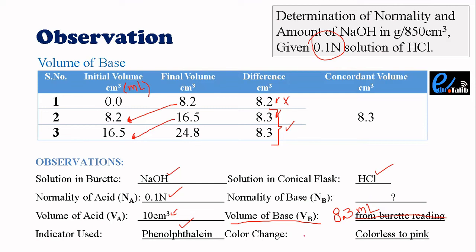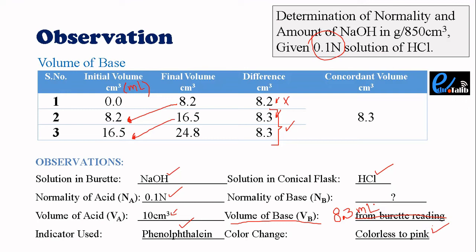Well, the color change, what happened? It was colorless initially. When you inserted a few drops of phenolphthalein, the solution in the conical flask was colorless. And then the reading appears, that was pink. So this is what the experiment is, from colorless to pink. That is the whole scenario, the summary of the observation.